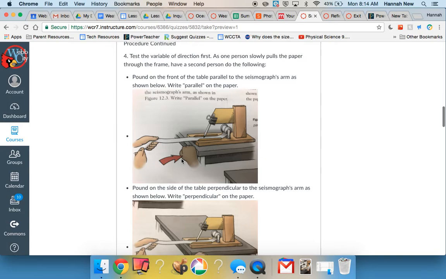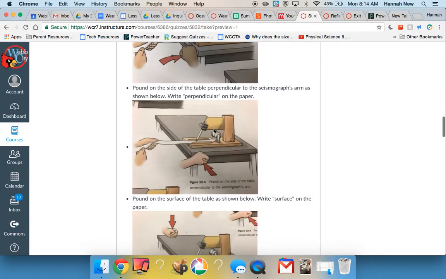As one person is hitting it, another person in your group needs to be pulling the paper. Once you have a pretty good reading on there, beside where your reading is on your paper, you're going to write the word parallel. And that way you know that you were hitting, at that point in the data, parallel to the seismograph's arm, testing direction.